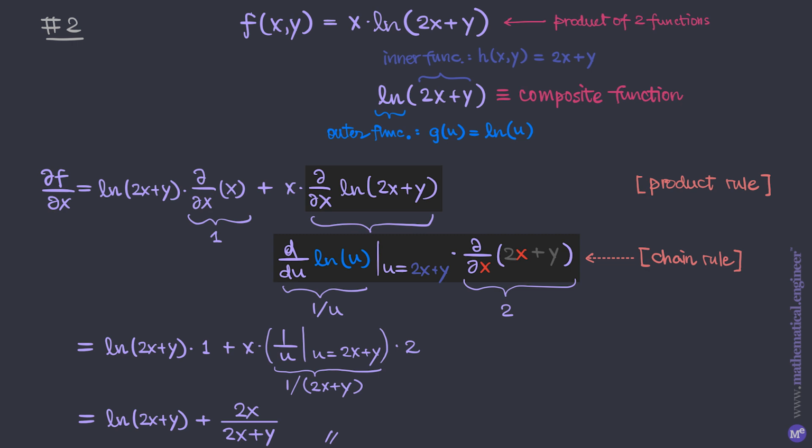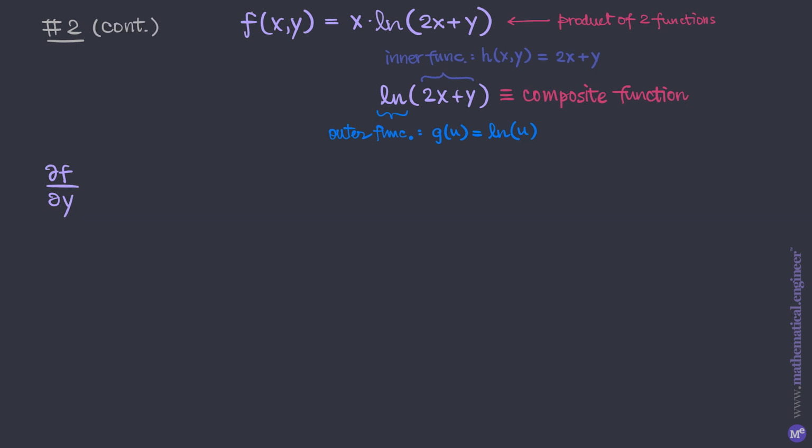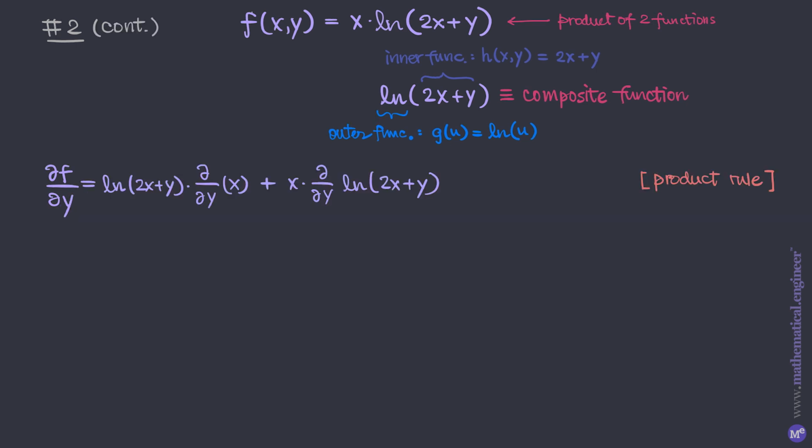Okay, as the final practice, let's compute partial f partial y. First thing first, again, product rule. Partial x partial y. This is 0 because we hold x constant when taking partial with respect to y. In the second term, we have x times the partial of the composite function again, but this time with respect to y. So again, we need chain rule.